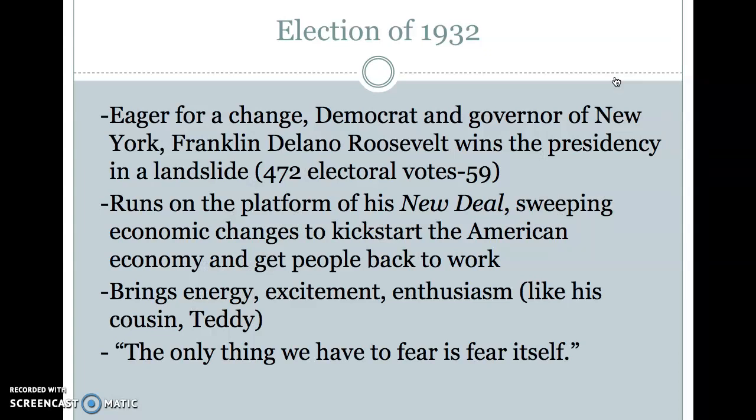All of this leads into the election of 1932. Eager for a change, Democrat and governor of New York Franklin D. Roosevelt wins the presidency in a landslide, 472 electoral votes to 59, one of the most lopsided victories for a President of the United States in history. He runs on the platform of what he calls his New Deal, a bunch of economic changes to kickstart the American economy and get people back to work.